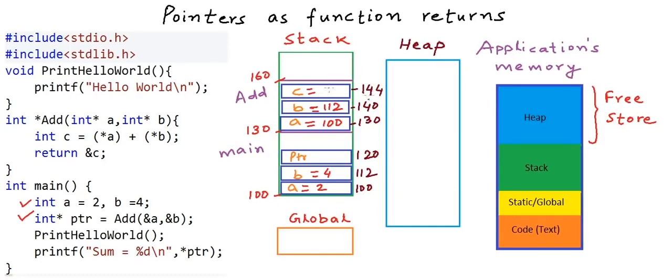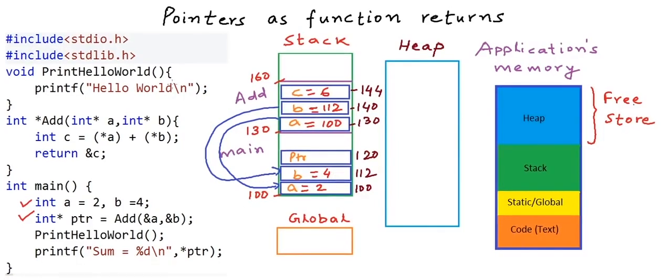Now c is calculated as *a plus *b. a is pointing to this location and b is pointing to this location. *a is the value at the address stored in a and *b is the value at the address stored in b. So this c will be 6 here. These two values will be added. Now this add function will return the address of its local variable c, which is 144, and finish its execution.